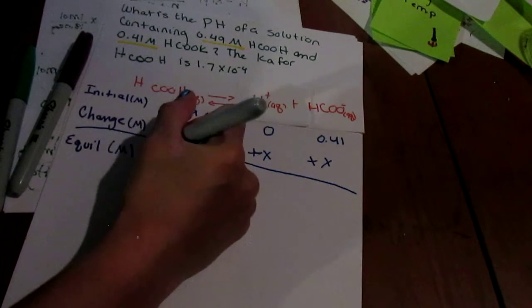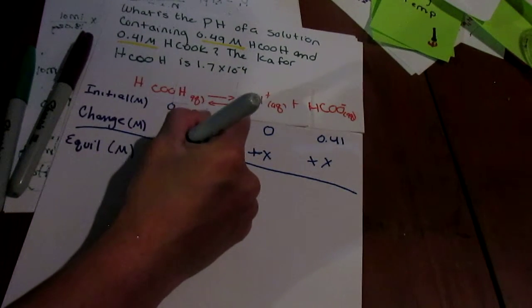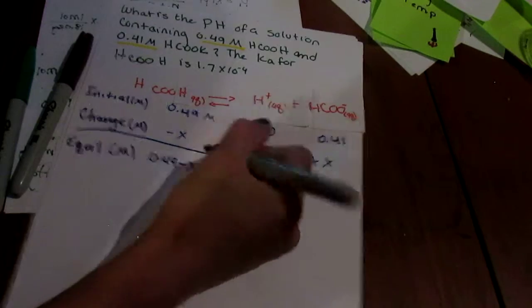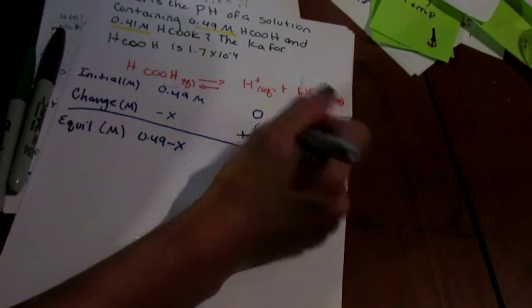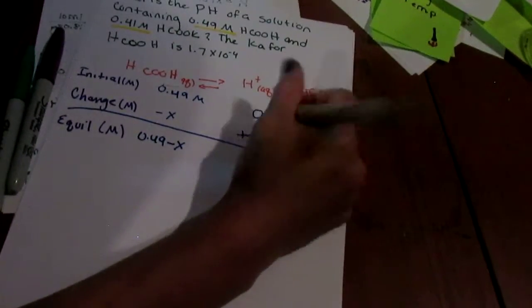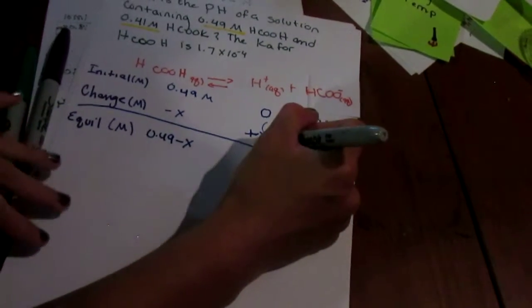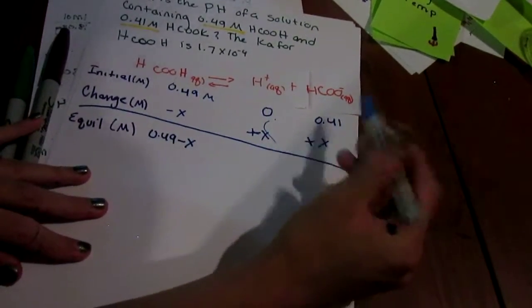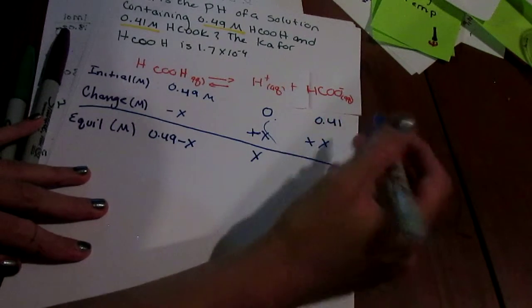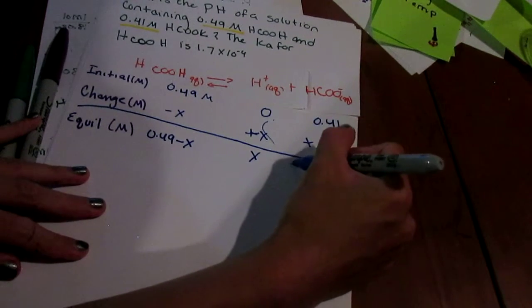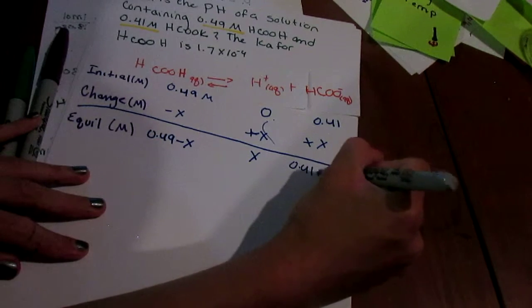So from here, let's put this together. It'll be 0.49 minus X. And then over here, we have our 0 and our plus X, so we'll go ahead and place just an X here. And then over here, we'll do 0.41 plus X.